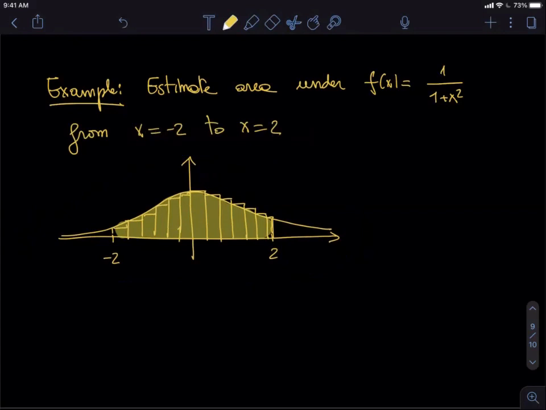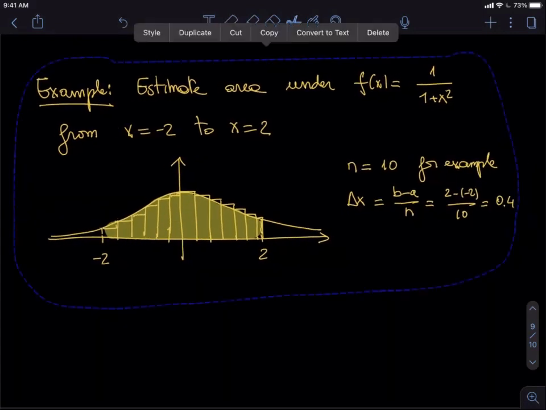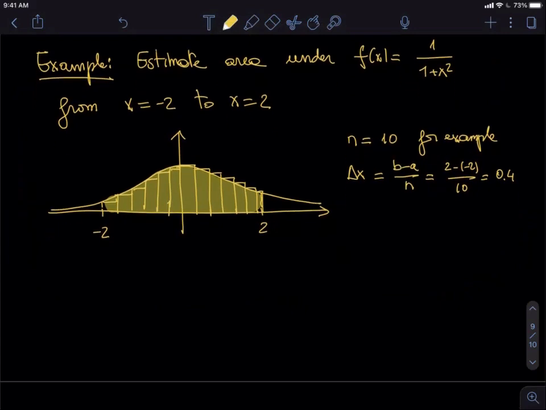So the first thing we need to decide is the number of rectangles. So let's take n equal to 10, for example, 10 rectangles. And let's see what is the corresponding width of those rectangles. That is b minus a divided by n. That is 2 minus -2 divided by 10. That's 4 divided by 10, so 0.4. In this type of problems, you know I don't like decimals, but we need to use decimals, okay? Otherwise, it becomes unmanageable.